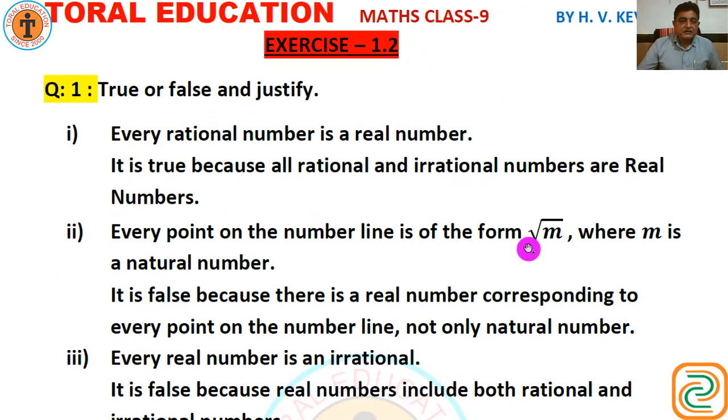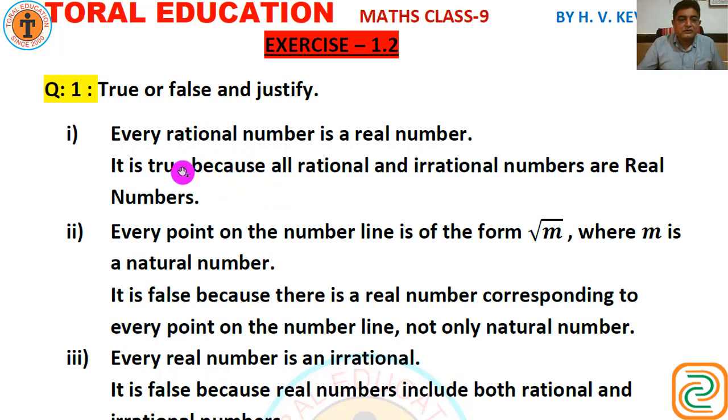Right? Here we have Exercise 1.2. This is a small exercise, so I have taken it together with 1.1. 1.1 was also small, so we can do it. First, state whether the following statements are true or false. Justify your answer. First, every rational number is a real number. Every irrational number is a real number.